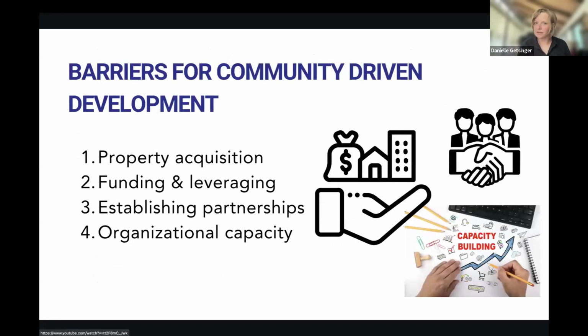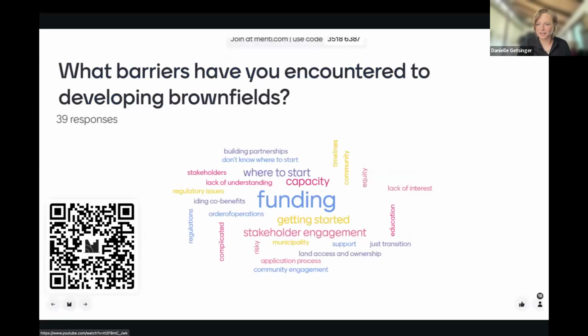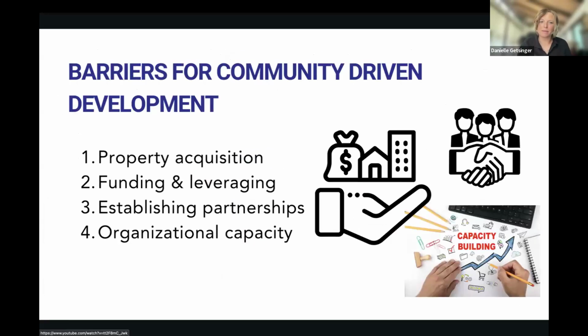So again, those barriers for, I'm going to say, community-driven development. I actually put the word cloud here. I took a little screenshot of it, but funding being the big one. Property acquisition has come up quite a bit in our work as the biggest hurdle. Just having access to and acquiring the land is a big hurdle. There's heirship issues, there's title issues, there's a lot of reasons why it may be hard to acquire the property. And even if you did, the funding and the leveraging is another big barrier.